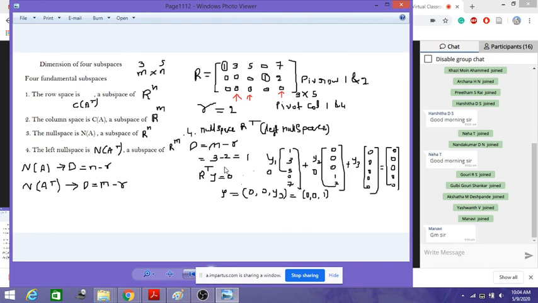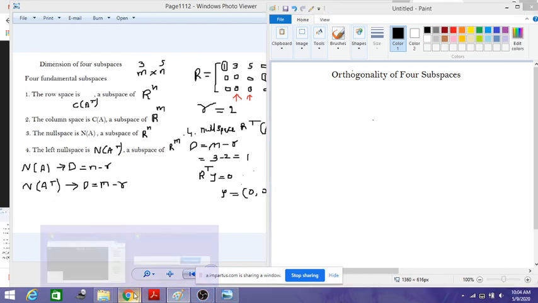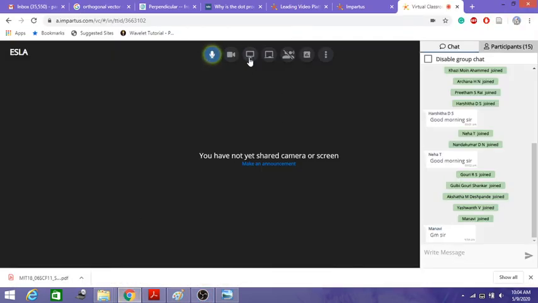Now we are going to apply orthogonality, and we'll show the relation between the row space and the null space, and the column space and the left null space. This is very important. Today we are going to talk about the orthogonality of these four subspaces. Another word for orthogonality is perpendicular, meaning these subspaces are perpendicular to each other. So let's go back to our screen.